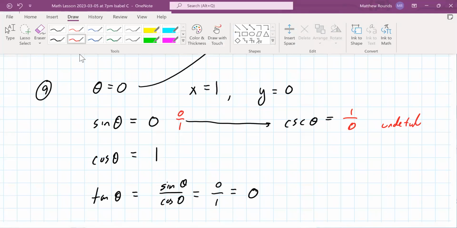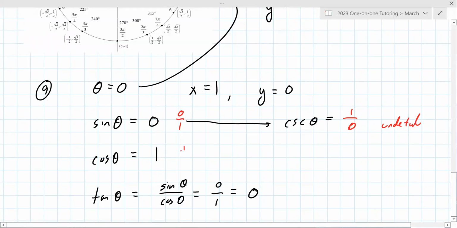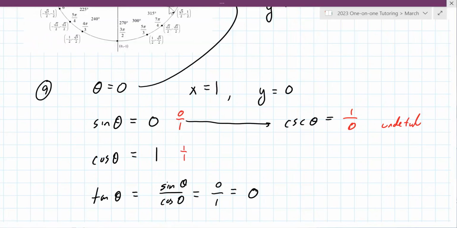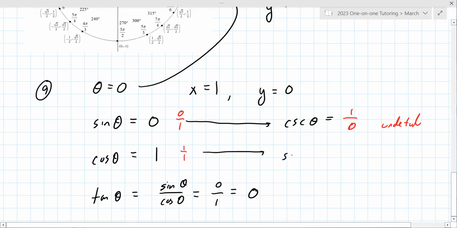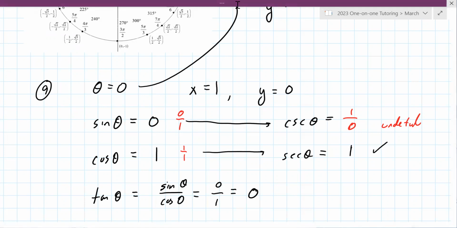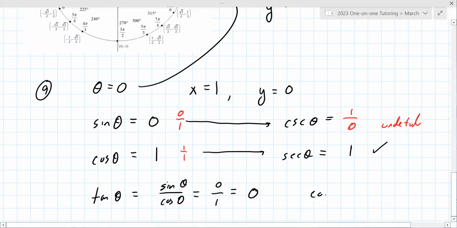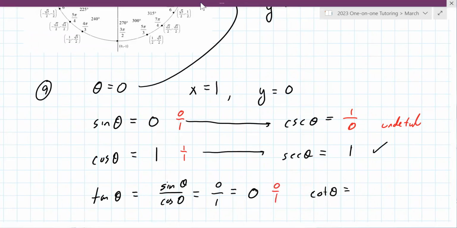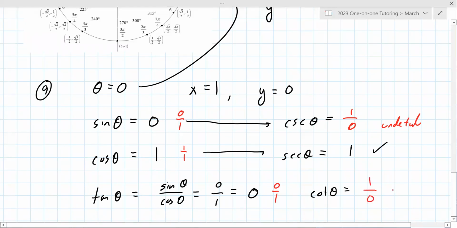But that's not the same for cosine. Cosine, you can think of it as 1 over 1. When you flip it to get secant, it's just 1. That's okay. But tangent, unfortunately, has the cotangent of theta. If you think of tangent as like 0 over 1, cotangent is now 1 over 0, and that's also undefined.